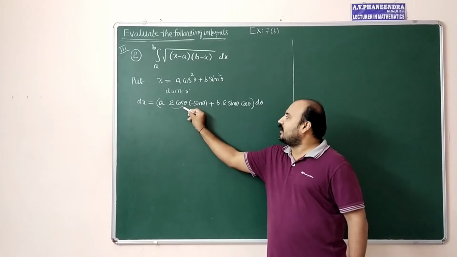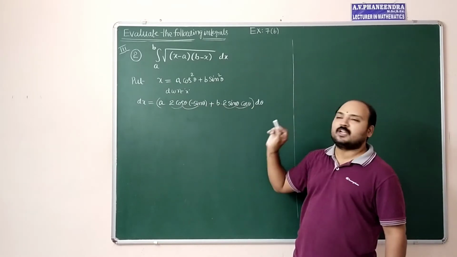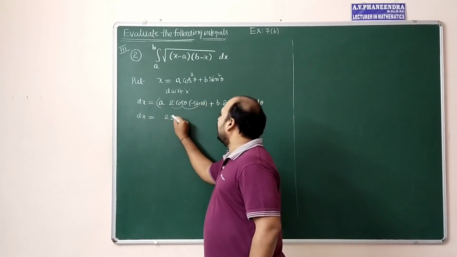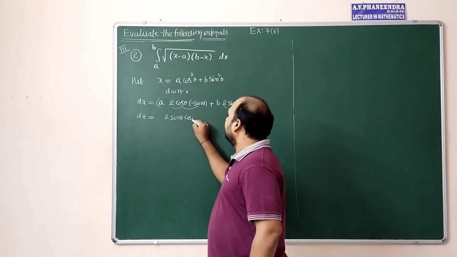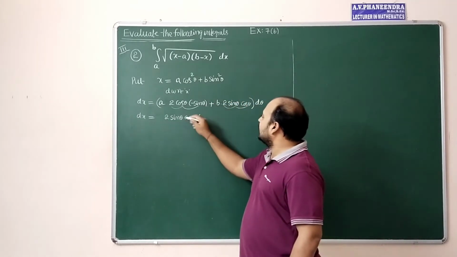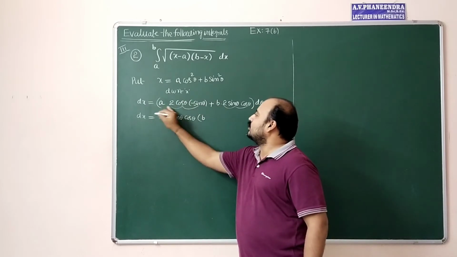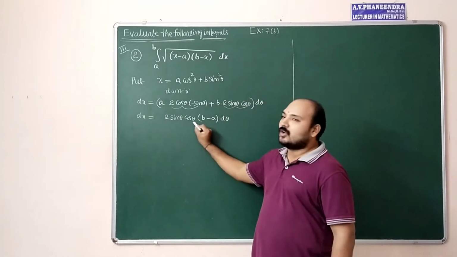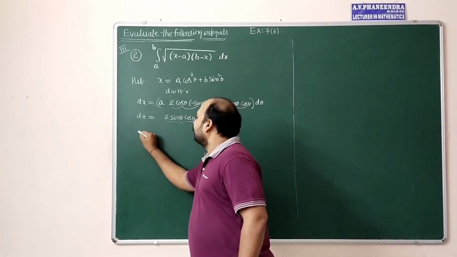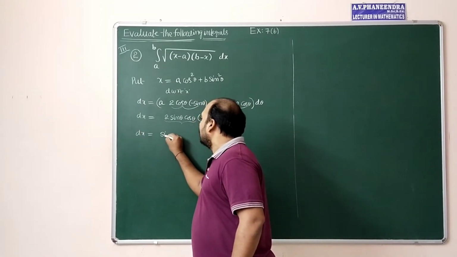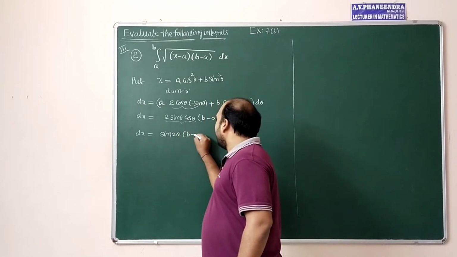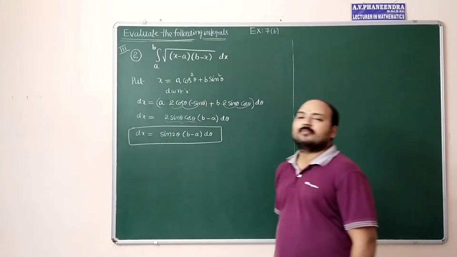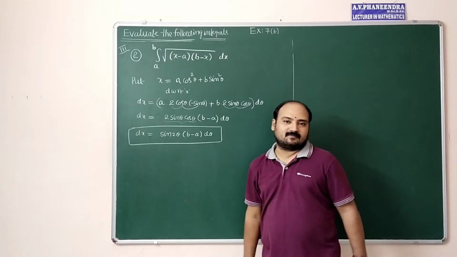Here 2 cos theta sin theta, here also 2 sin theta cos theta, you have to take common. So dx is equal to 2 sin theta cos theta, taking common, into (b minus a) d theta. Here plus b, here minus a. This 2 sin theta cos theta is the formula for sin 2 theta. So dx is equal to sin 2 theta into (b minus a) d theta. We got the value of dx.